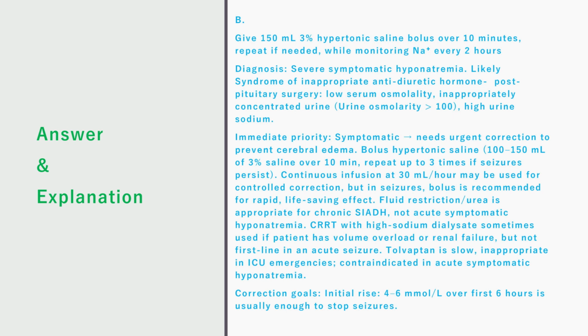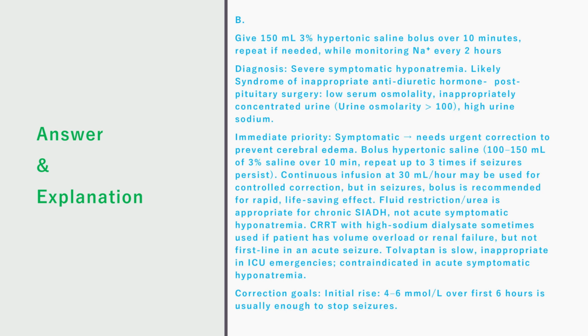Continuous renal replacement therapy with high-sodium dialysate is sometimes used if the patient has volume overload or renal failure, but not first line in an acute seizure. Tolvaptan is slow, inappropriate in ICU emergencies, and contraindicated in acute symptomatic hyponatremia.